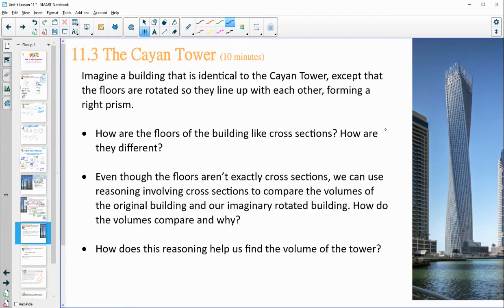So how are these floors in this building similar to cross sections? I would say because they're two-dimensional shapes. You get those two-dimensional shapes that are all identical, same as the base. But how are they different? These are rotated around versus just slanted.